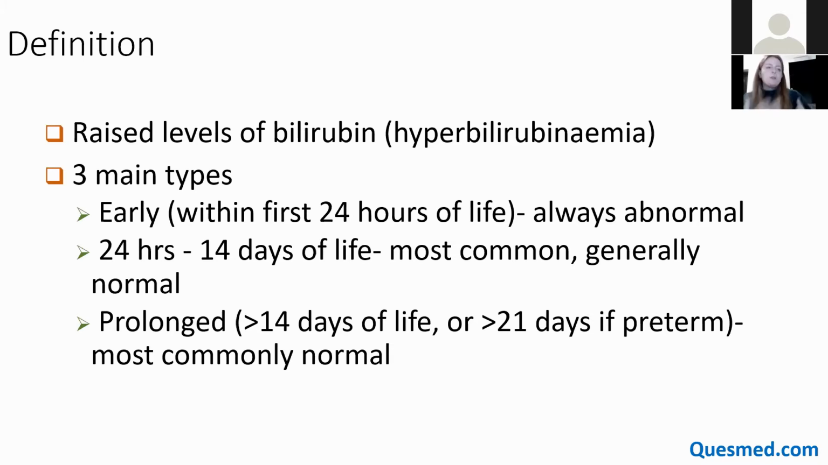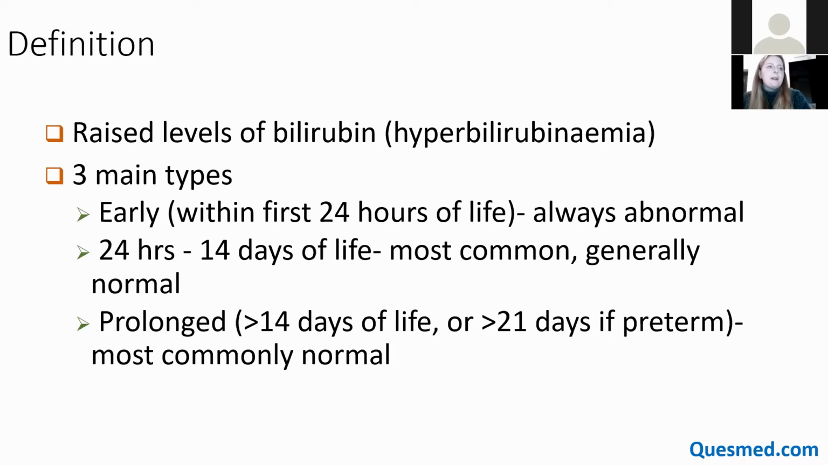Then next chronologically, you've got 24 hours to 14 days of life. This is generally what we call physiological jaundice. So it's usually completely just a normal process. It's not associated with any condition or illness. Although it's worth noting that sometimes abnormal causes of jaundice can present in this time period as well. So you need to make sure that you assess the baby properly before diagnosing physiological jaundice. Again, we'll talk a little bit more about that in detail later on.